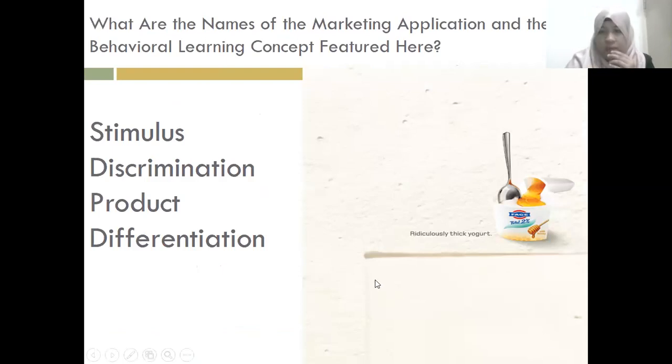Okay, and if you realize, this picture shows something like they have a space here, to show that we look at this yogurt in a different way. Oh, this is how they're picturing it, the thick one, right?